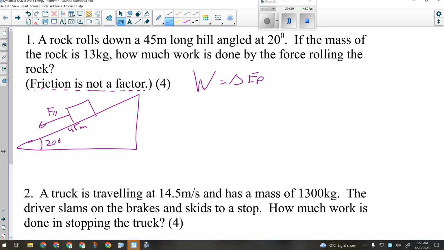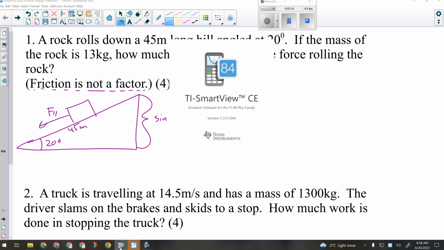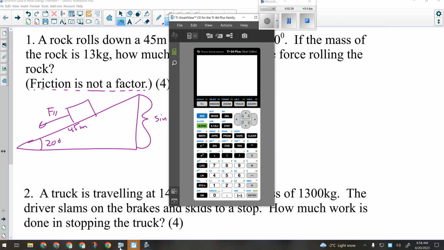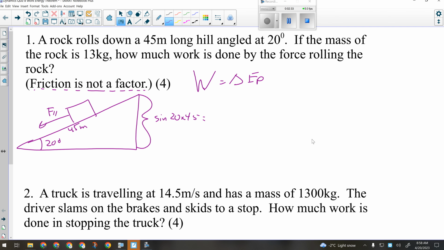Okay, so I'll show you both ways here. We've got to find this side here, which is just a trig calculation, so that's going to be the sine of 20 times 45. So that'll get me my height. Okay, so sine of 20 times 45 meters. All right, so the height of this ramp is 15.39 meters.